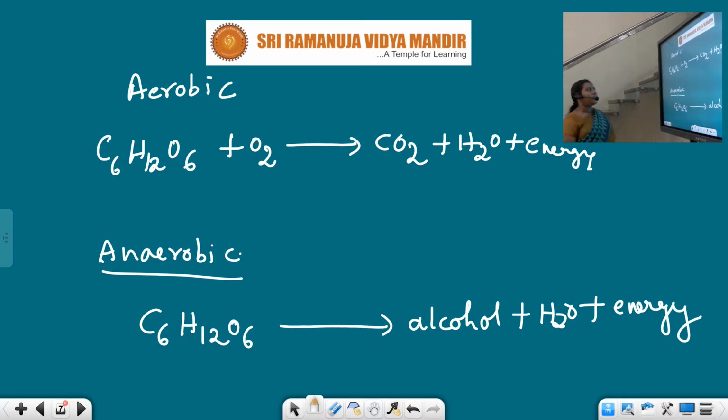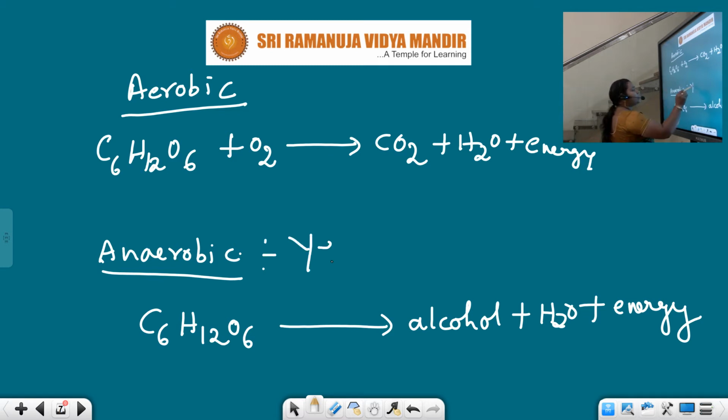Alcohol, water and energy. We just see the products, children. So in the first case we are seeing carbon dioxide, water and energy. In the second case we have seen alcohol, water and energy. So in aerobic respiration we can see, in the maximum cases, all the organisms perform aerobic respiration.